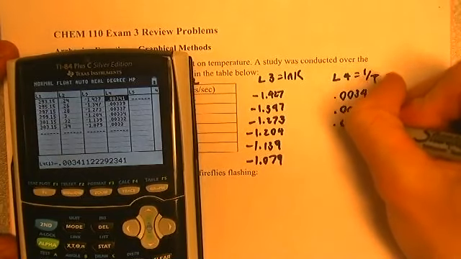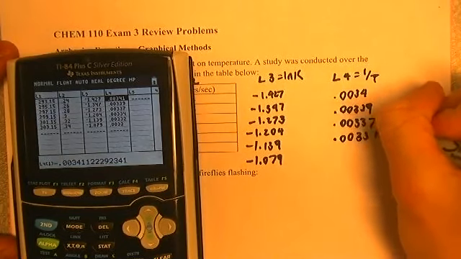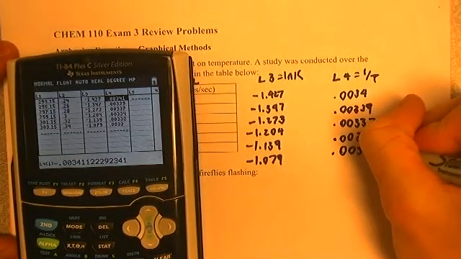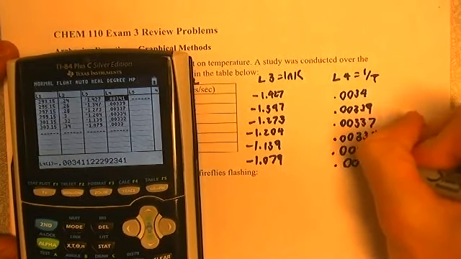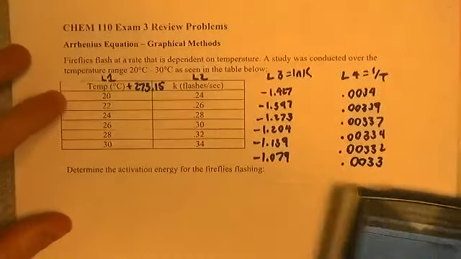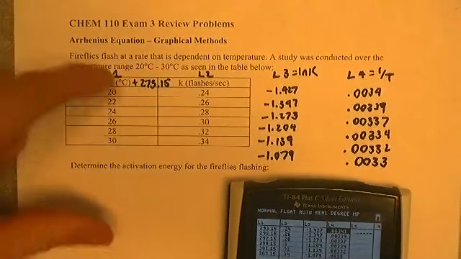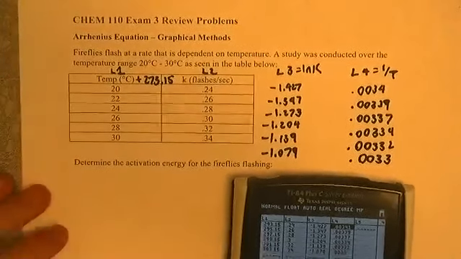0.00339, 0.00337, 0.00334, 0.00332, and 0.0033. Those should be your 4 lists. Again, you can leave this as degrees Celsius and make a whole new list for Kelvin. I prefer to do it right away in Kelvin, but that's up to you.